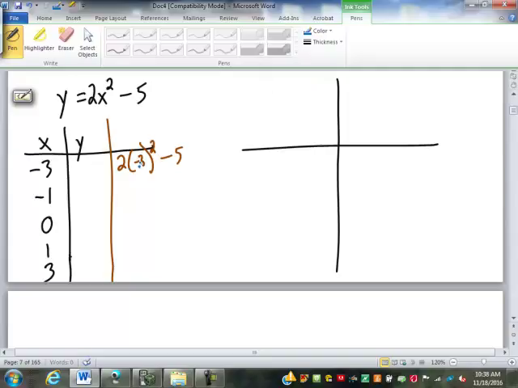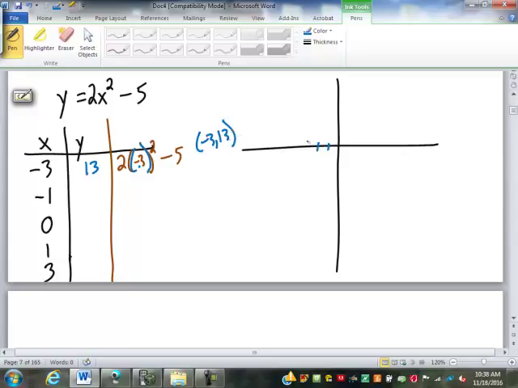Well, -3 squared is a positive 9. Remember, anything squared is a positive. On your calculators, you actually do have to put parentheses around a negative before you hit squared, or it's going to give you a negative answer, which would be incorrect. So -3 squared is a positive 9. 2 times 9 is 18. Minus 5 is 13. So that gives us the point -3, 13.